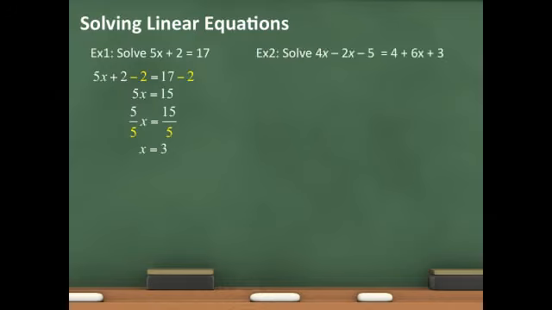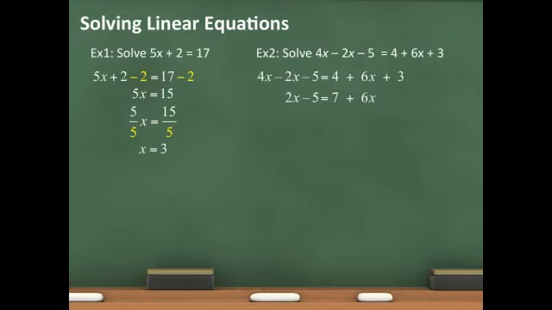In example 2, we have 4x minus 2x minus 5 equals 4 plus 6x plus 3. Again, we can skip step 1 because there are no fractions or decimals in the problem. Step 2 indicates to use the distributive property to remove parentheses and combine like terms. There are no parentheses in this problem, but notice that we can combine like terms on both sides of the equation. On the left side, we can combine 4x and 2x. On the right side, we can combine the 4 and 3. Doing this will give us the equation 2x minus 5 equals 7 plus 6x.